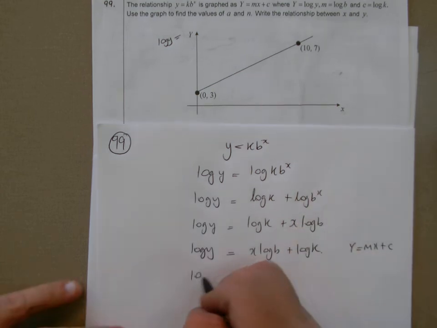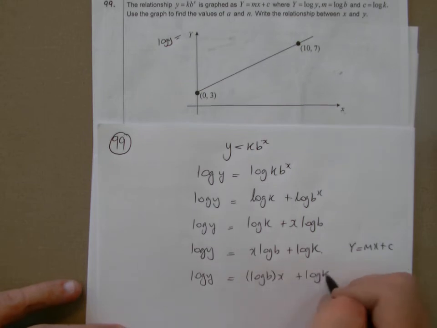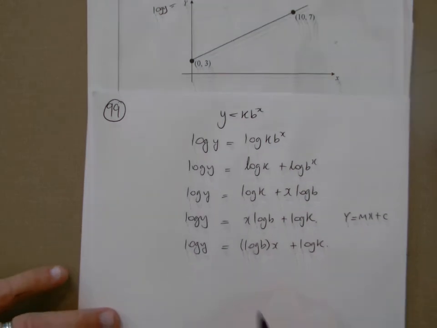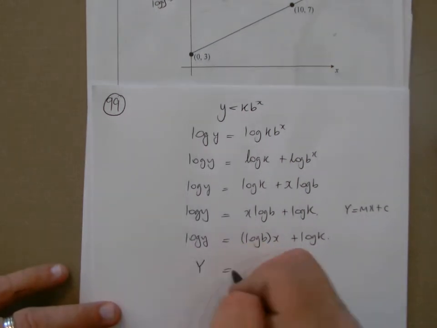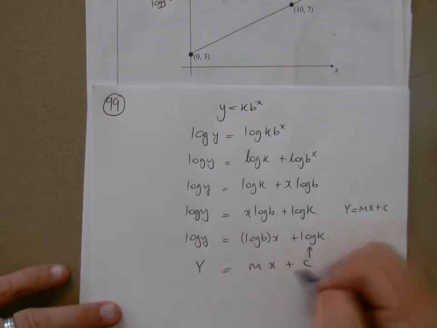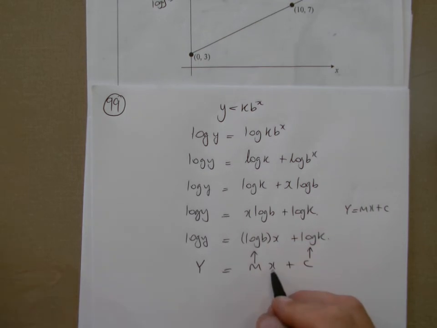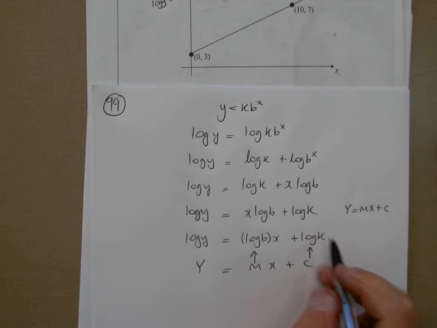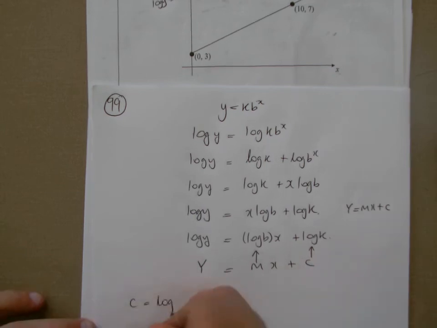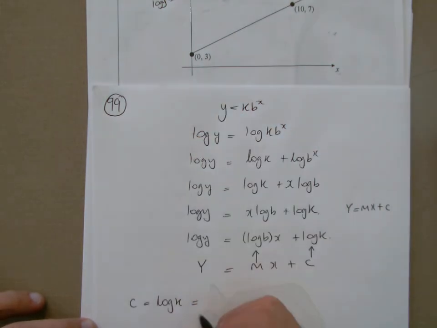So do you know what I'm going to do before I change the format? It might be useful to write it like this, so then you can clearly see it's in the y equals mx plus c format. In other words, you've got this here where your c is your log k and your gradient m is your log b values. The x values are what gets plotted. So the c is your log k, okay, which is, in this case, the constant is 3, isn't it, where it intersects the y-axis.